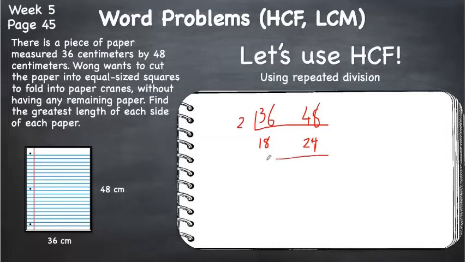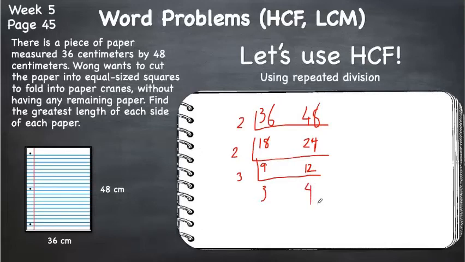Now, as you can see, these numbers are still divisible by 2. So 18 divided by 2 is how much? 9. 24 divided by 2 is 12. Now we can't divide both numbers by 2, but the common factor is 3, right? So we can divide by 3. 9 divided by 3 is 3. 12 divided by 3 is 4.